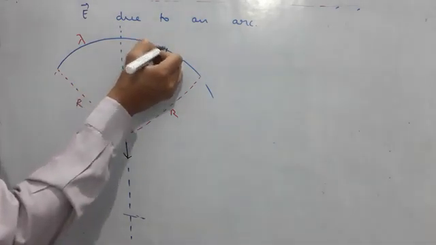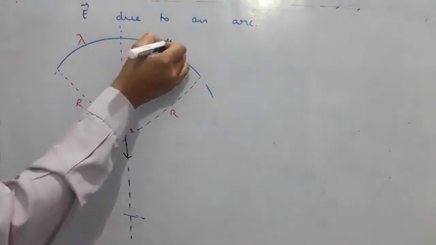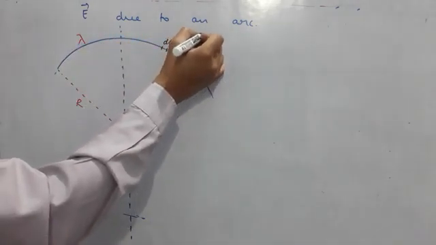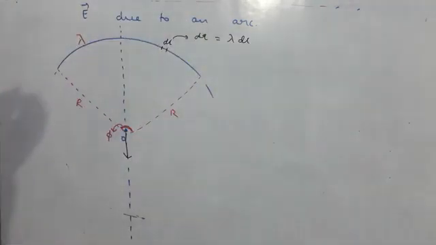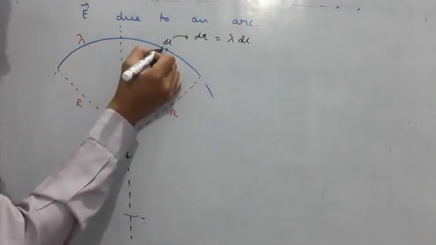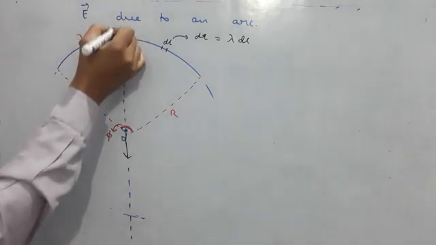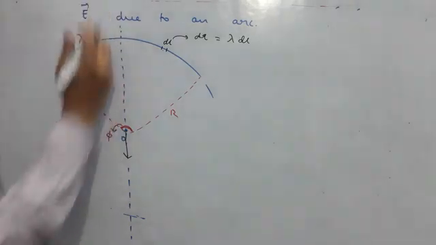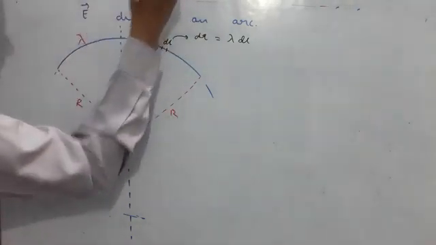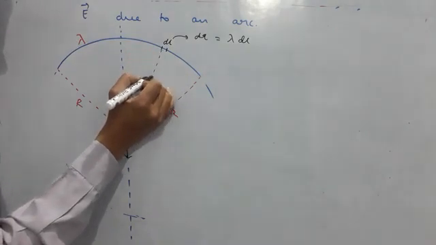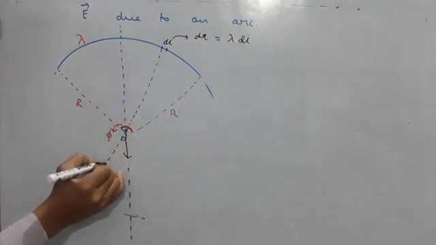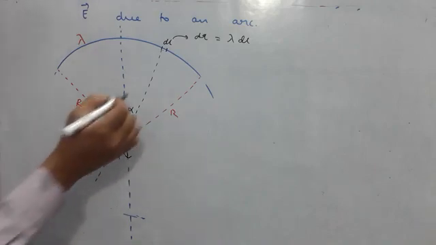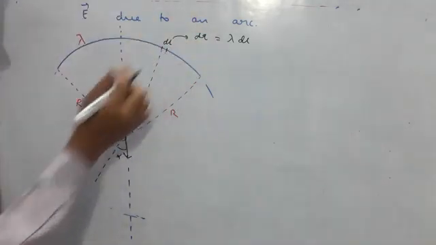So as usual, we will choose an element of length dl. Lambda is the charge per unit length. So on this element, the charge dq will be lambda times dl. So due to this element, the electric field, this is the reference. So angle I will measure with this as the reference line, this way. So this angle is suppose alpha, then this angle is also alpha, then this is the direction of increasing alpha.